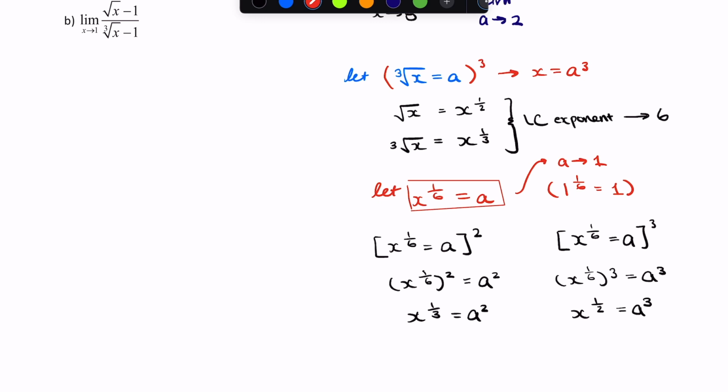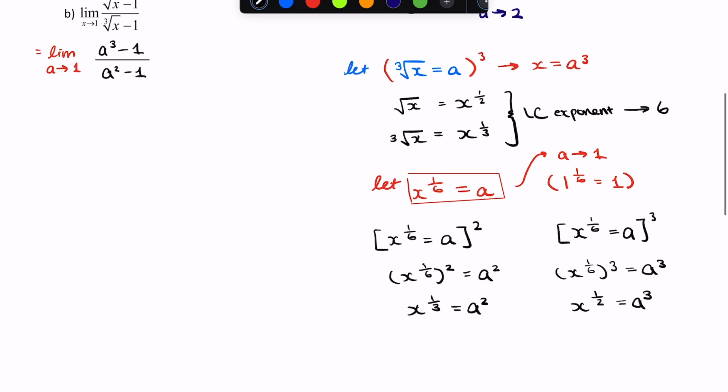So here we have the limit as a approaches 1 of a cubed. So remember, x to the power of 1 over 2, or square root x, is equal to a cubed. So we have a cubed minus 1 over a squared minus 1. And remember, x to the power of 1 over 3 was equal to a squared. So here we have a difference of cubes, and we have a difference of squares.